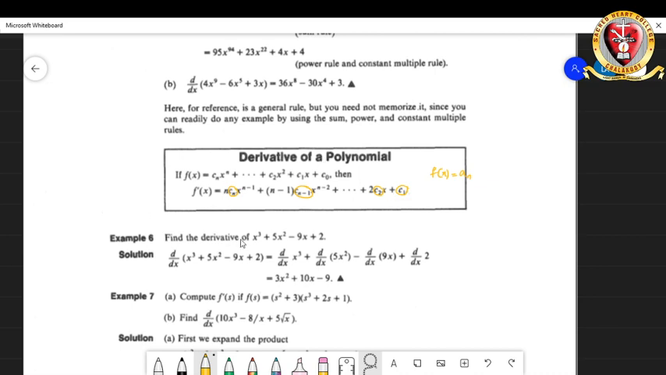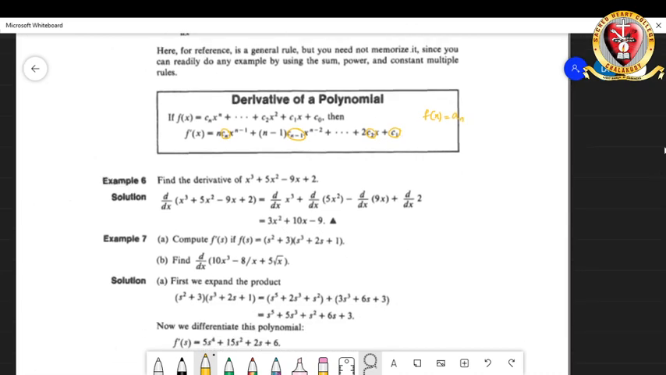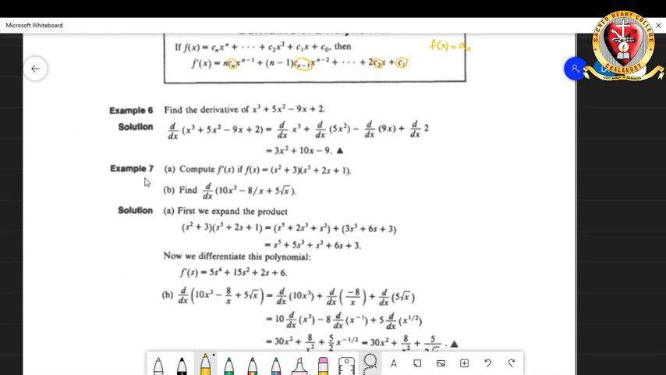So example 6, find the derivative of x cubed plus 5x square minus 9x plus 2. The derivative of that will be 3x square plus 10x minus 9. Similarly, you can find example 7. The first one, derivative of f of x is given as the product of two terms. You just expand the terms and then find the derivative.